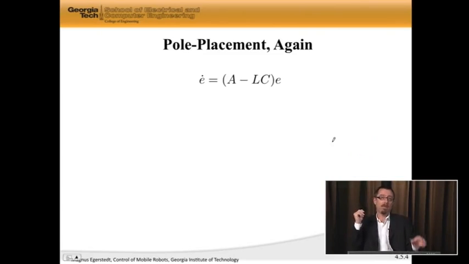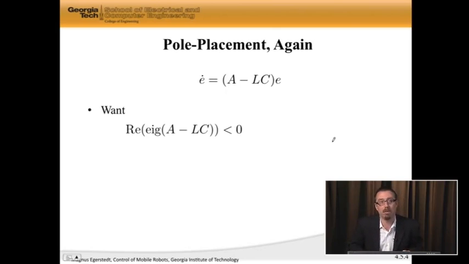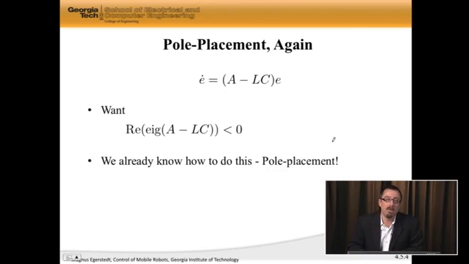Pole placement. We know how to do control design. This looks just like control design, but it's actually observer design. Well, we want the real part of the eigenvalues of A minus LC to be strictly negative. So let's just pole place away.